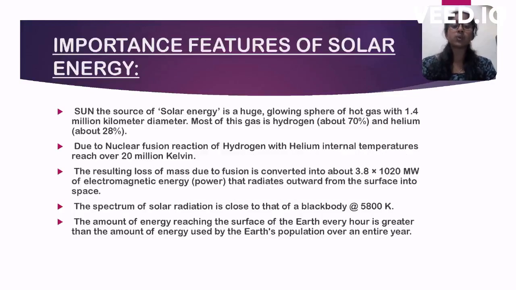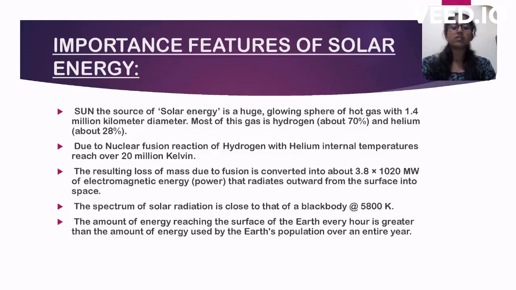Important features of solar energy. The sun, the source of solar energy, is a huge glowing sphere of hot gas with a 1.4 million kilometer diameter. Most of the gas is hydrogen, about 70%, and helium is about 28%. Due to the nuclear fusion reaction of hydrogen into helium, the internal temperature reaches over 20 million.